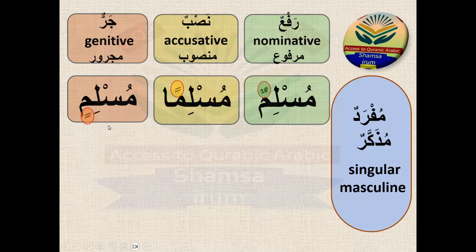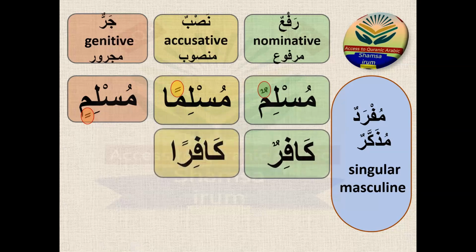The word is the same, muslim, muslim, muslim, but how we are going to pronounce it, the haraka will tell us how we have to pronounce this word. This haraka will tell us which is the i'rab of this word. Muslimun is marfu, musliman is mansub, and muslimin is majroor, and we know all this because of the haraka of the last letter. Now next I will give you some more examples.